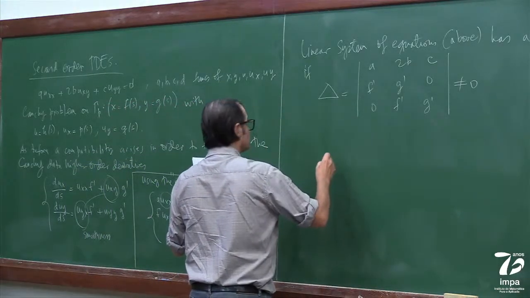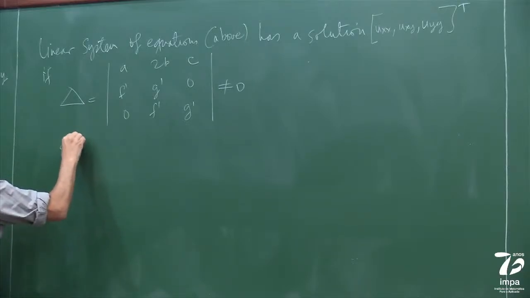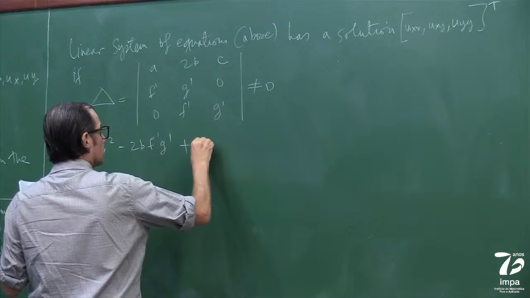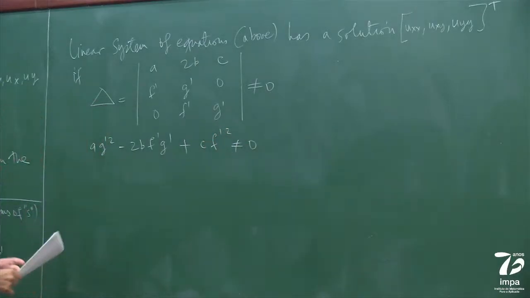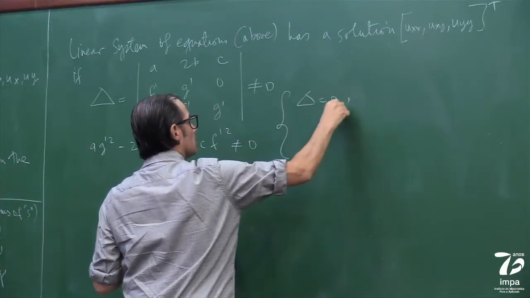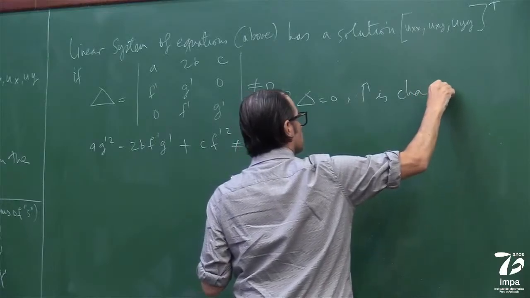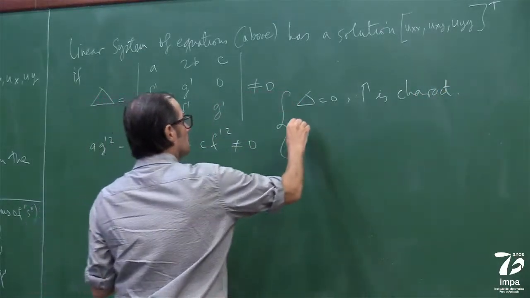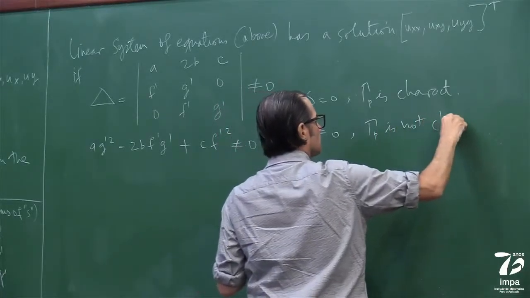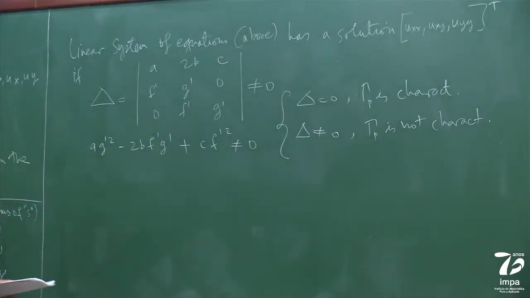So therefore, this means that A g prime squared has to be different from zero, okay? Or else gamma is characteristic. Or gamma p, let's put it. Is not characteristic. And soon we're going to see that condition, which is the discriminant of some roots, which tells us if the system is elliptic, parabolic, or hyperbolic. Okay?